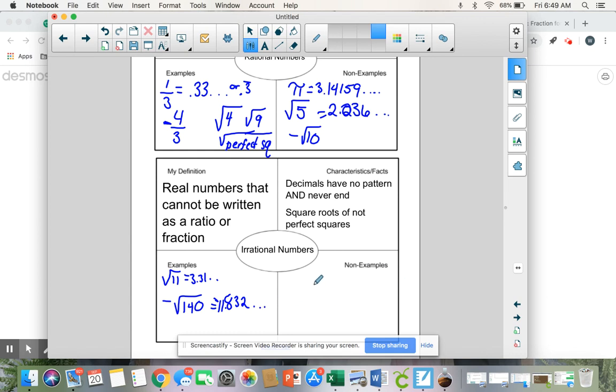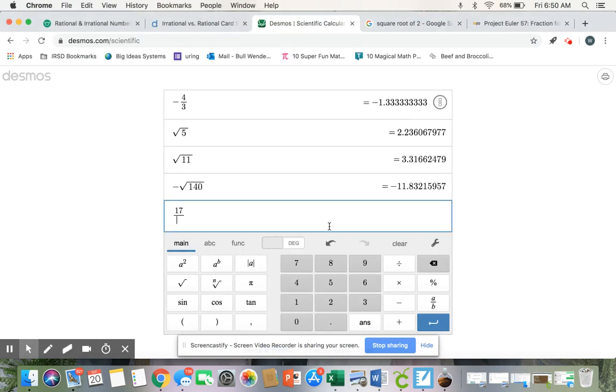So my non-examples would be all of my perfect squares. Like the square root of 25, even if it's negative, is still negative 5. Or the square root of 36 is still going to be 6. So all of my perfect squares, or anything that's a fraction. Even something like 17 thirds, because I can still write that as a fraction and it has a pattern, it's still that 6666, and that's actually a repeating 6. The calculator just rounds it up.